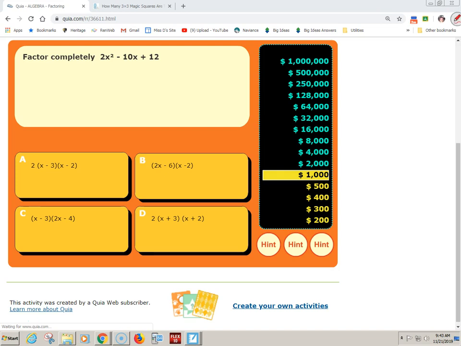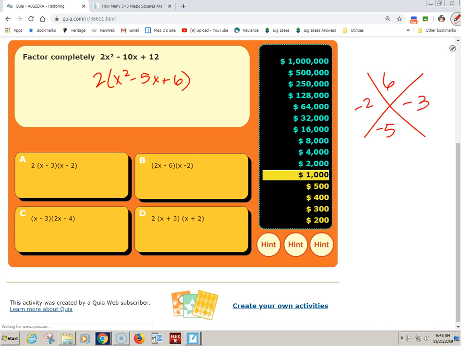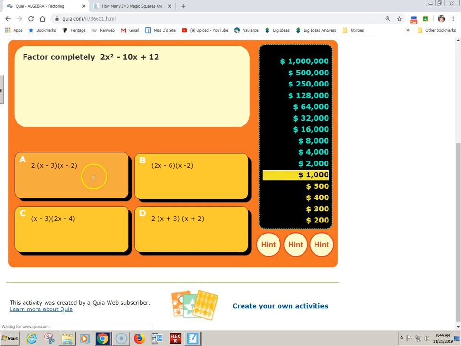Let's go ahead and make an X. Alexis, we need you. What should we do first? Take the 2 out. If you see a GCF, take it out because life gets a lot easier, right? Careful, it's not 6 and 1. I need the same sign. I need them both to be negative. So I need 2 and 3 to add to be 5, or negative 2 and negative 3 to add to be negative 5. So pretty quickly, maybe some of you would be able to match it to A.